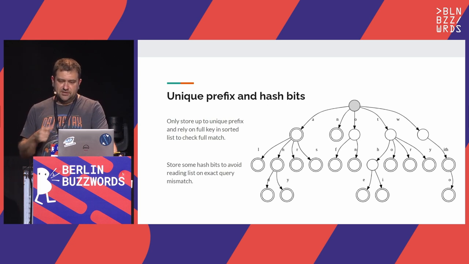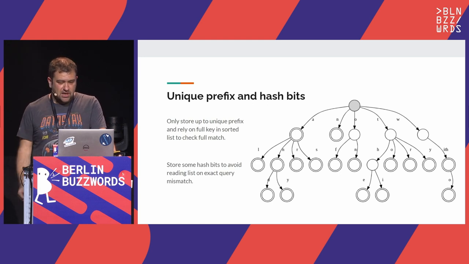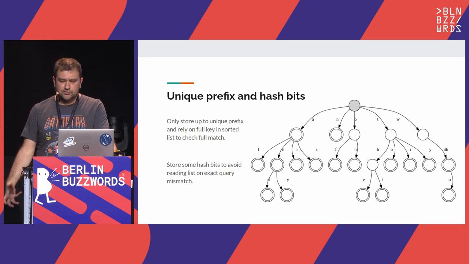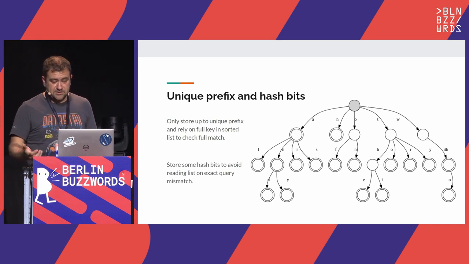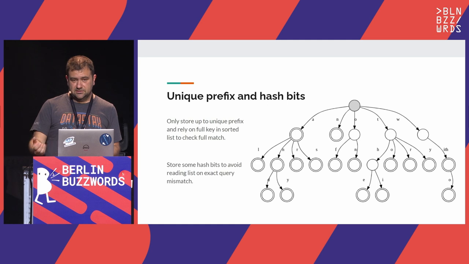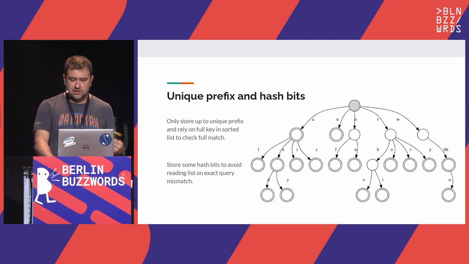One of the things that may be inefficient about doing something like this is that you need to go into the data file, which usually isn't in cache, and you would prefer to not do this if there's a high probability of not having a match. And you can very easily do this by storing some hash bits in the trie and using that to reject the potential mismatches a lot of the time.